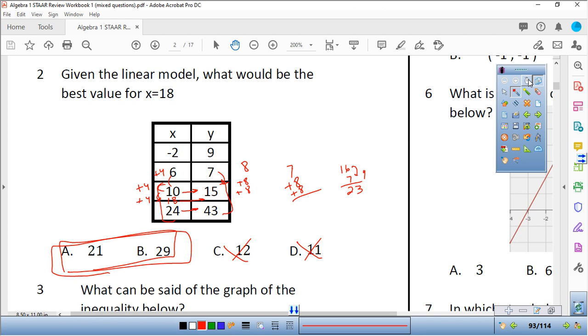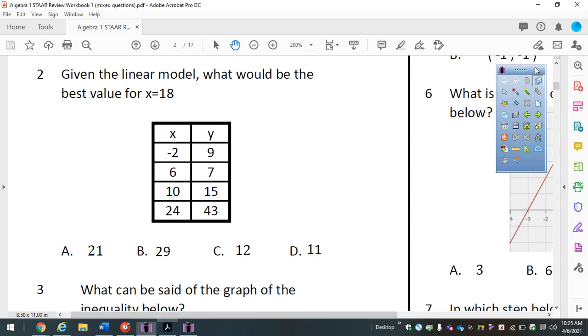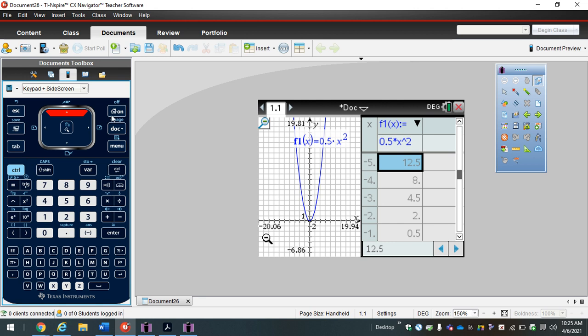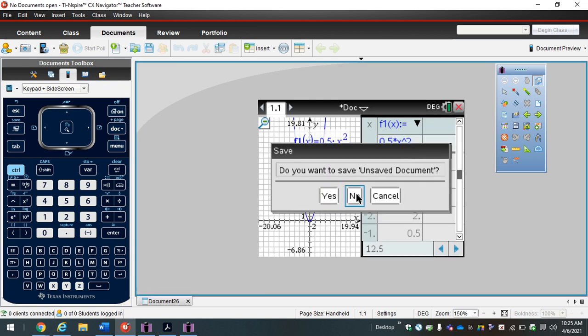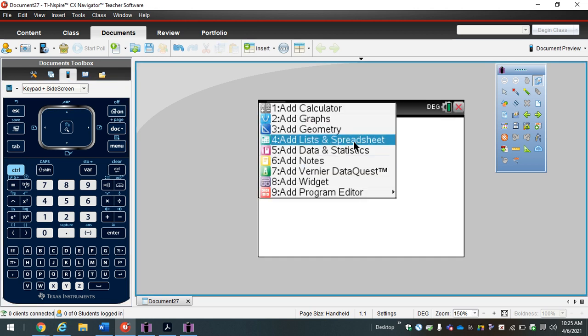All right, so I'm going to show you the calculator way. I think I did it right. I don't know, maybe this thing might be wrong here. So now in here, I want to go when x is equal to 18. I'll show you the way I did in the other one. So let me show 6, 7, 10, 15. So I'm in the calculator. I'll probably go new documents, and go to this spreadsheet.